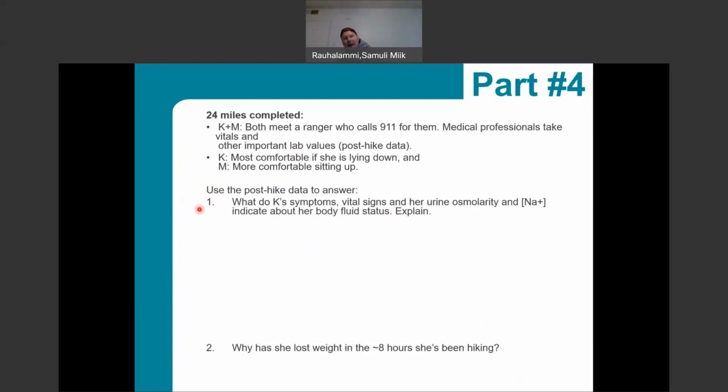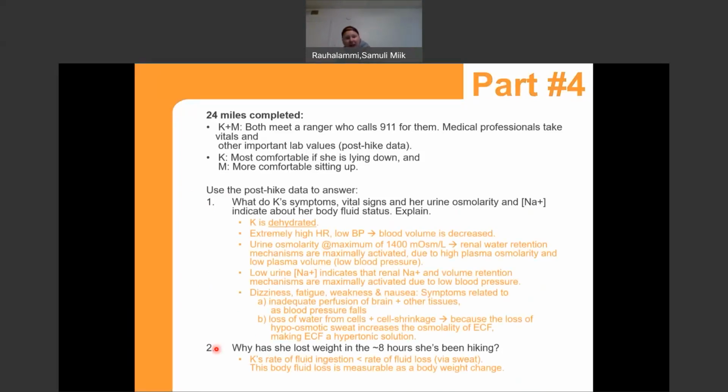Which parts of the data are worthwhile to notice, and why do we end up seeing in the case of Carla that she has lost weight during this 8-hour hike? We would not expect that you're going to burn some fat tissue in an 8-hour hike, so it has to be due to something other than just becoming really fit and lean. There's something else going on there. So let's have a look at that together.